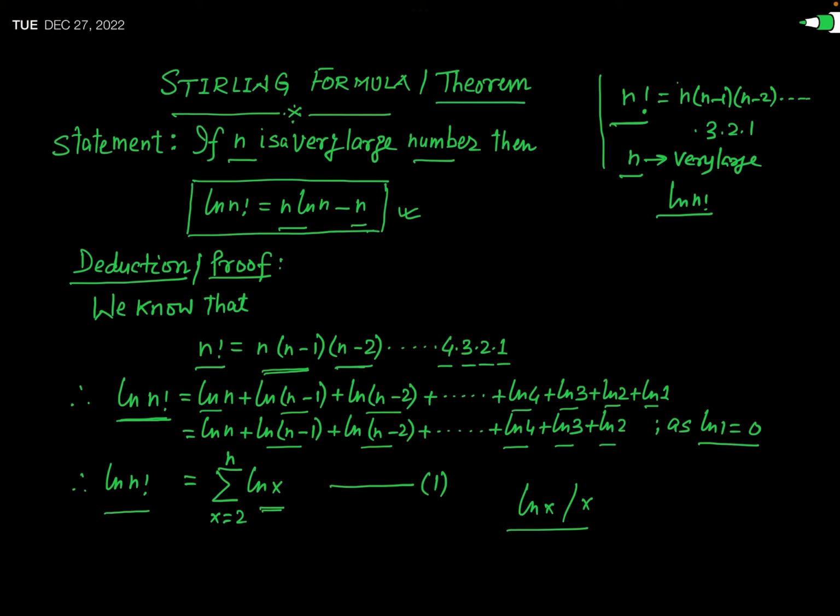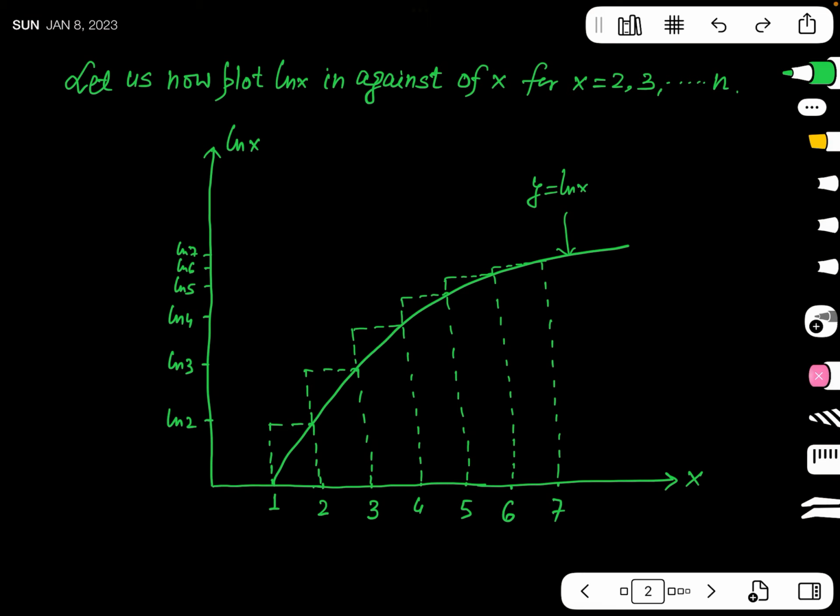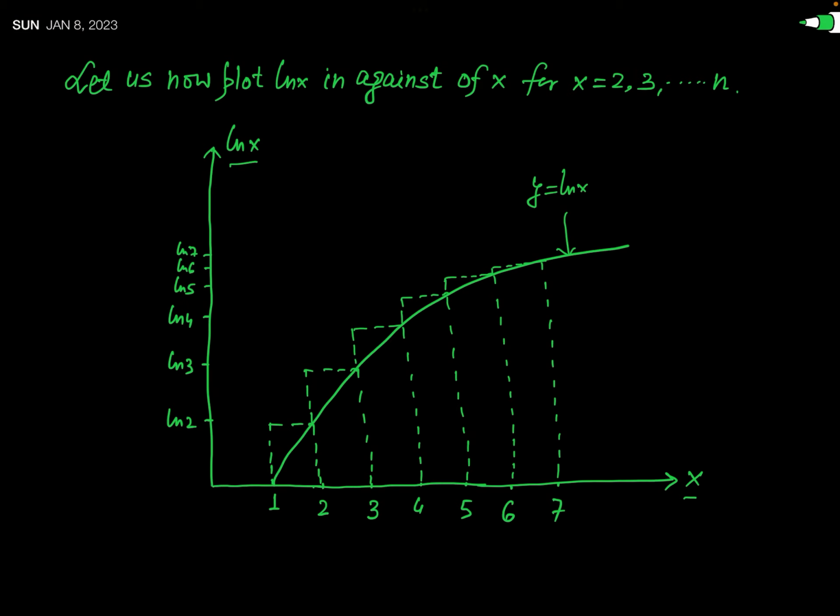What will be that graph and what information will we obtain from that graph, we will now see. Here, I have plotted ln x against x for the values of x from 2 to n at a step of 1. It means you have to take x equal to 2, then x equal to 3, then 4, and in this way up to x equal to n.